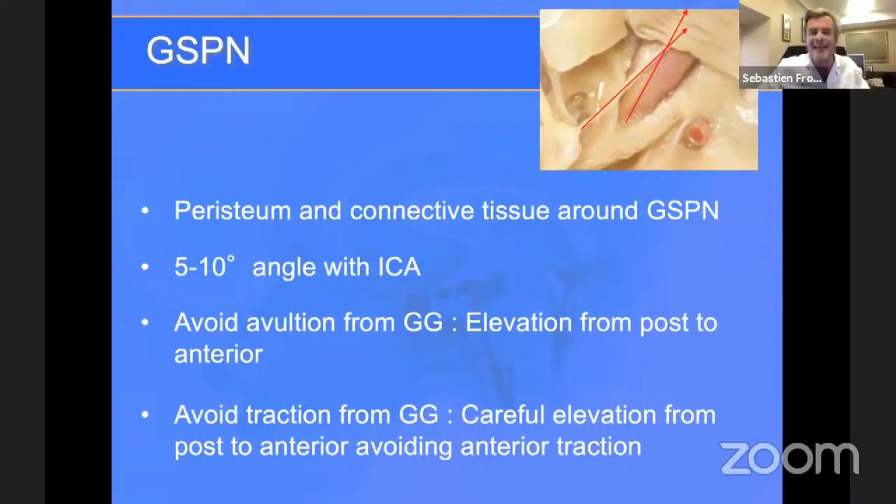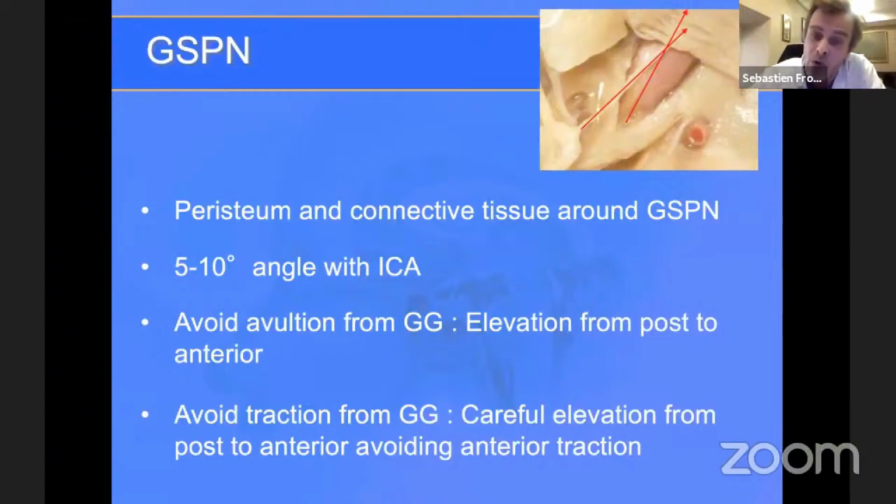The GSPN is usually embedded in a little bit of periosteum or connective tissue, so it's not always clear. And you have to be aware that there is an angle between the GSPN and the carotid. The GSPN is not exactly parallel to the carotid. You need to avoid also avulsing the GSPN from the geniculate ganglion. This is why you need to elevate the dura from back to front, posterior to anterior.